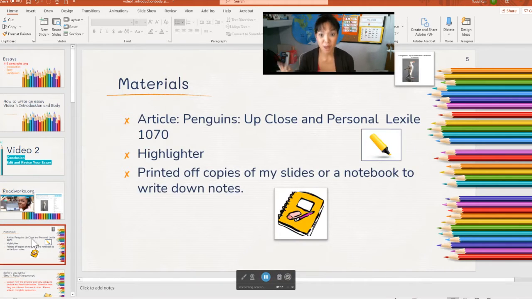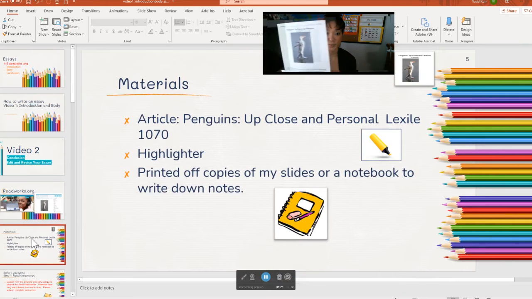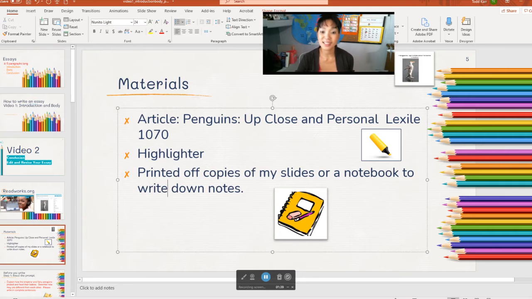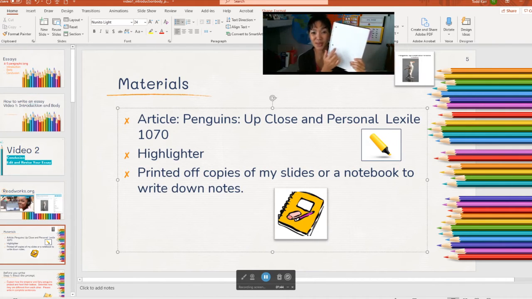Before you continue on with this video, here are the materials that you will need. You will need the article, Penguins Up Close and Personal, Lexile 1070. It looks like this. You'll need a highlighter so that you can highlight important information in the article. You could also use a pen and then maybe a pencil so that you can write down some notes, and printed off copies of my slide or a notebook to write down notes. So a notebook or my slides.